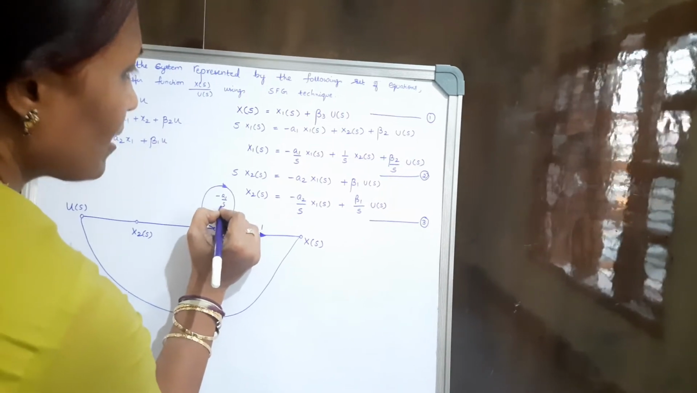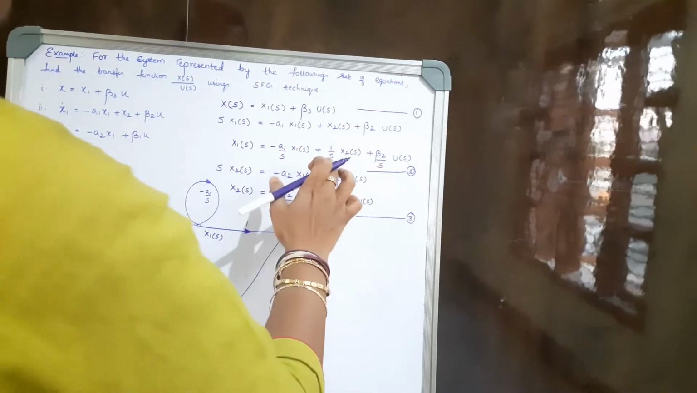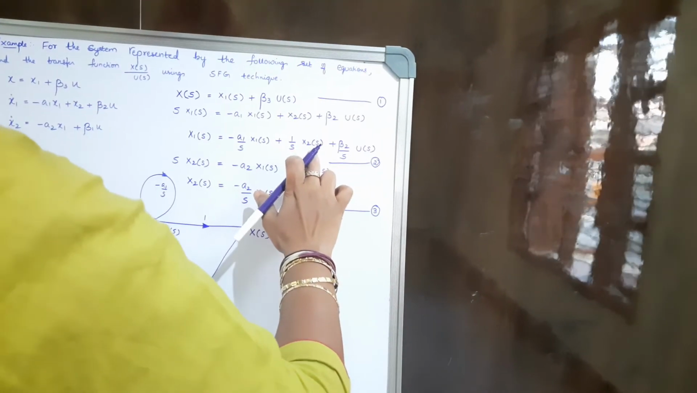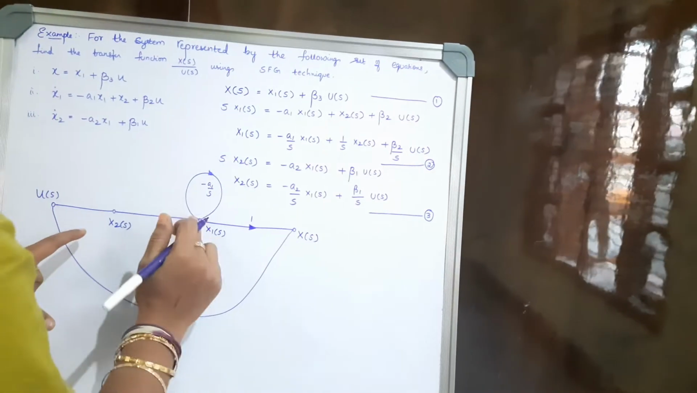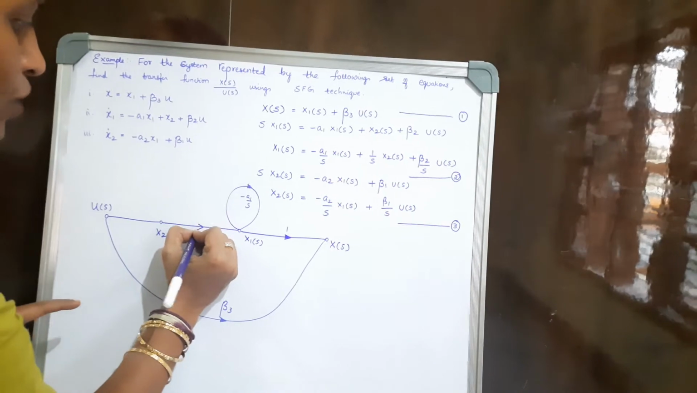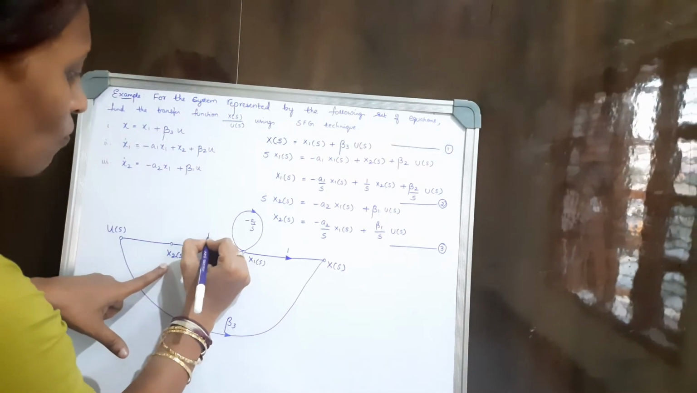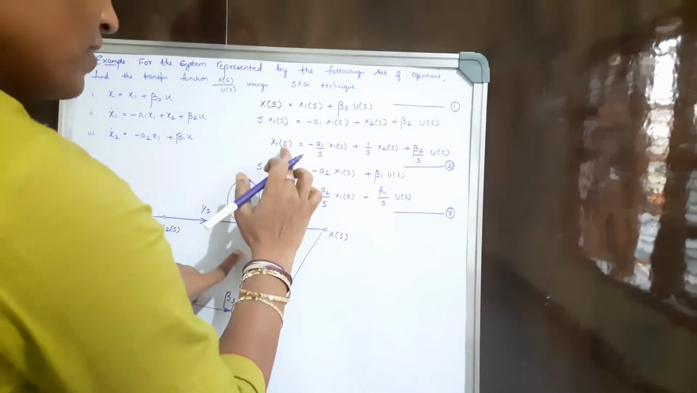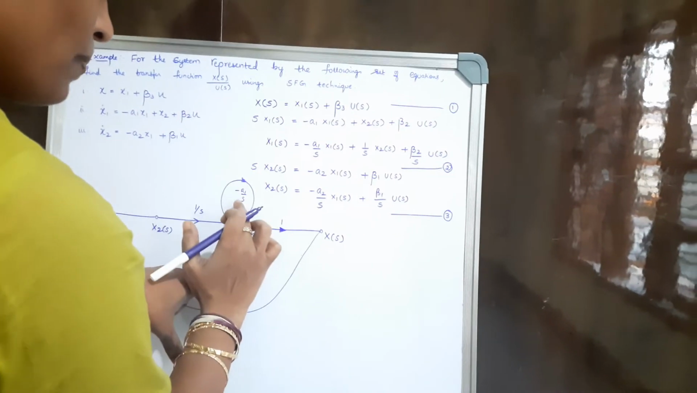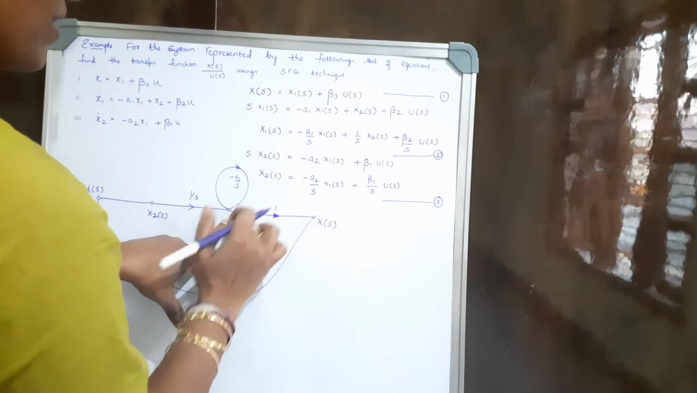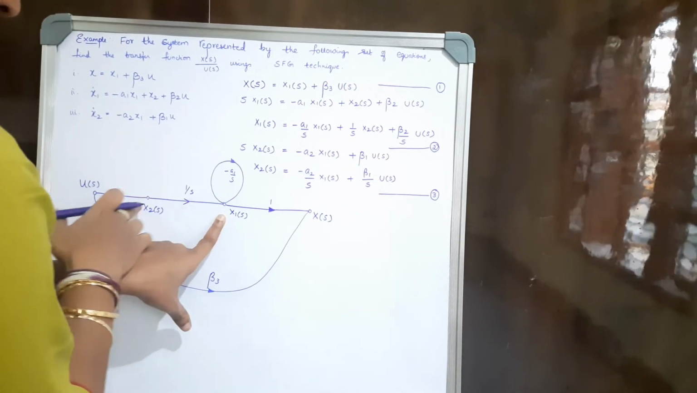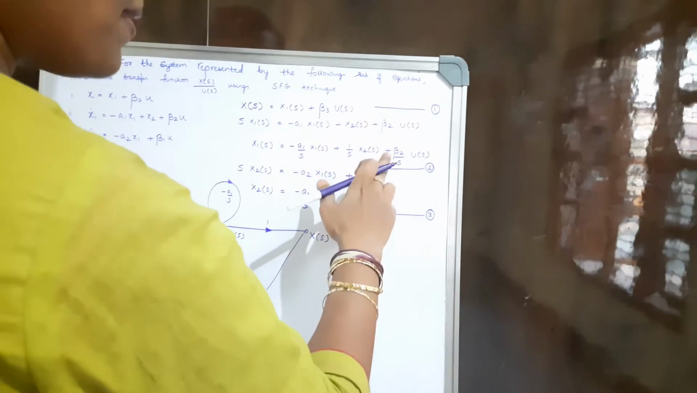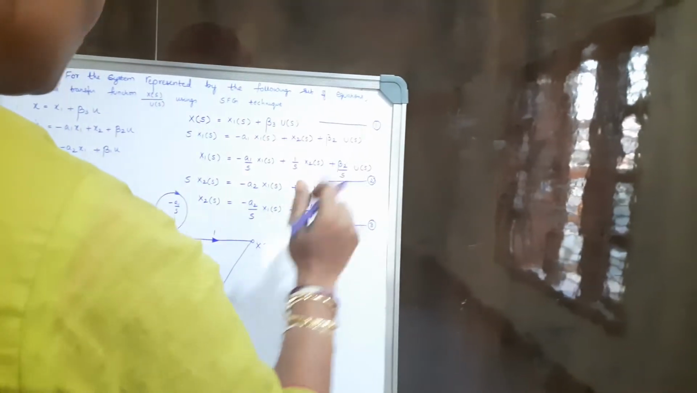A1 by s, this one, plus 1 by s into x2 of s. So 1 by s into x2. So I need to multiply this x2 by 1 by s. So this is x1 of s. So x1 of s is minus a1 by s into x1 of s plus 1 by s into x2 of s plus beta 2 by s into u of s.